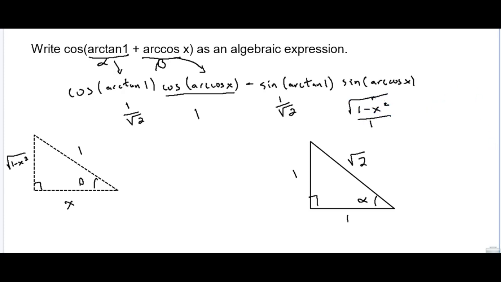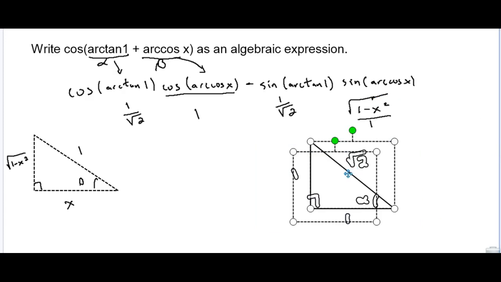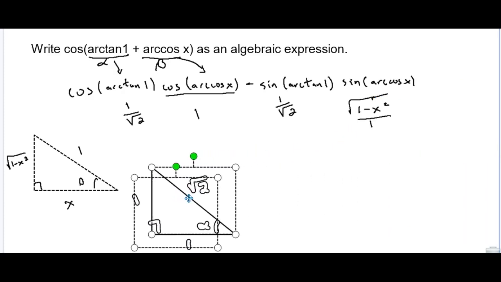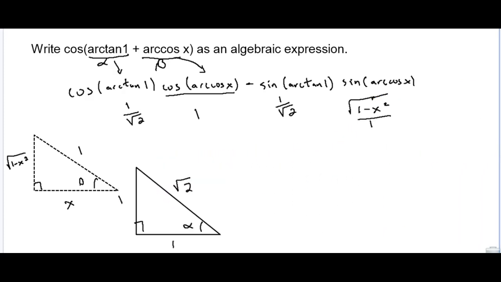Now I'm just going to move some of my triangles over here to clean this up a little bit more. We will try and write this whole thing as these multiplied together, subtract, multiply those together. So I have 1 over the square root of 2 times 1. Let's just leave it as 1 over the square root of 2 for now. Minus, we have 1 times the square root of 1 minus x squared, all over square root of 2 times 1, which is square root of 2.